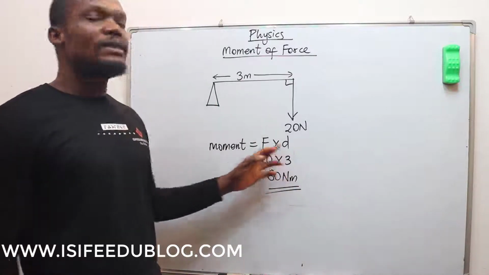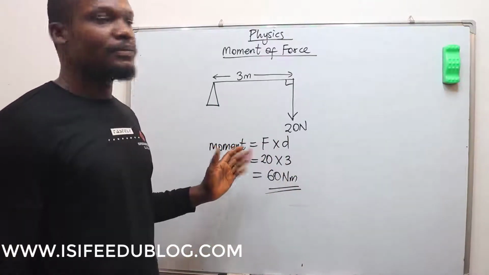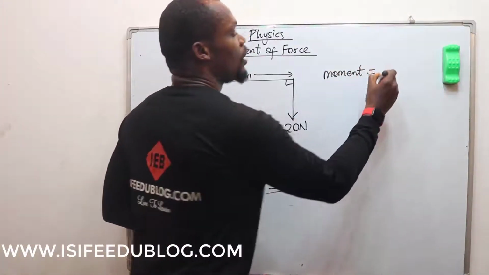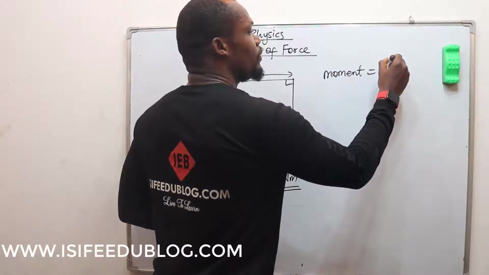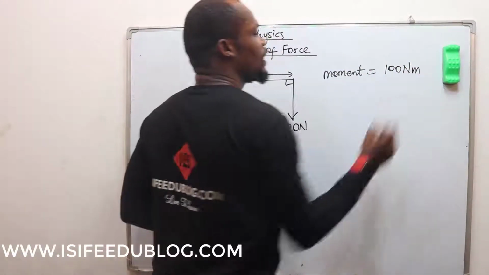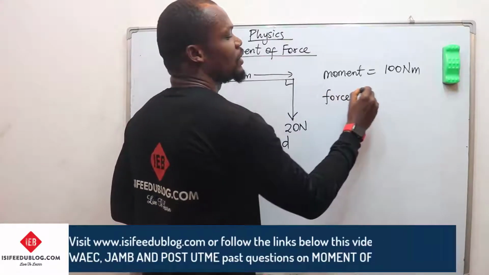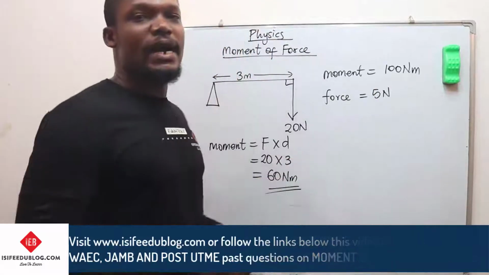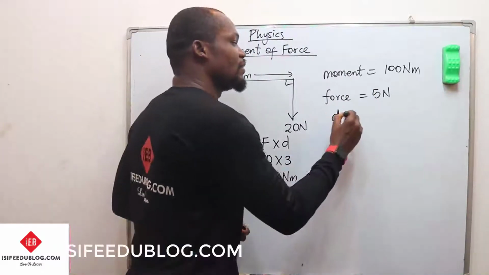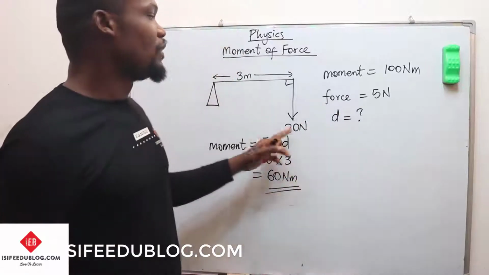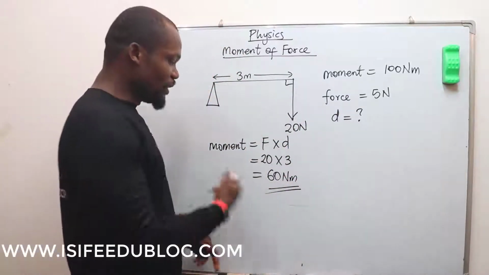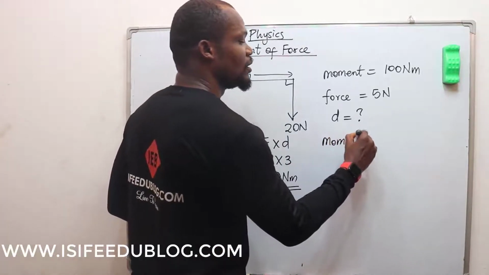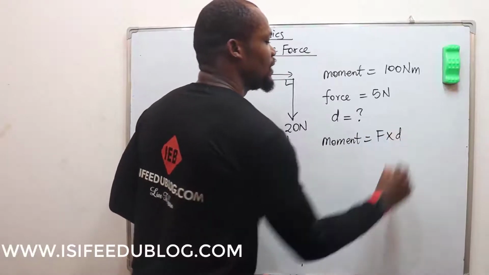We simply make one of them the subject of the formula. For example, if we are given that moment is equal to 100 Newton meter, and maybe the force is equal to 5 Newton, and we are asked to find the distance, the perpendicular distance between the force and the turning point. We simply use the same formula by saying that moment is equal to force times distance.